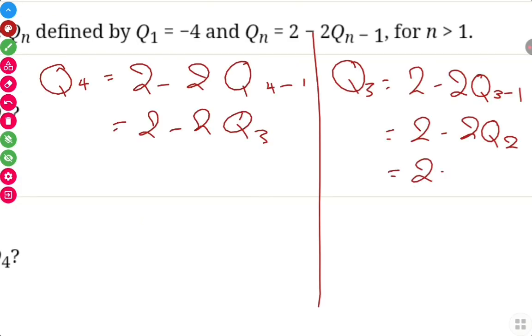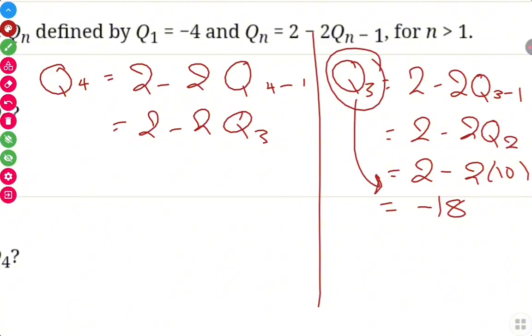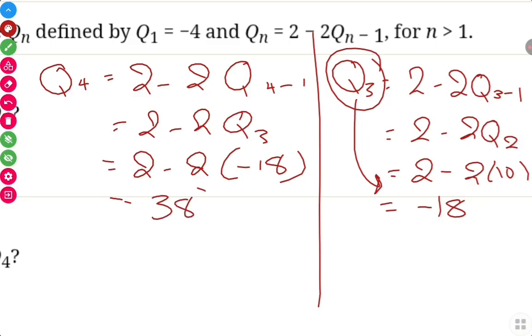So 2 minus 2 times 10, because q2 is equal to 10. 2 minus 2 times 10 is negative 18. So q3 is equal to negative 18. So now we substitute: 2 minus 2 times negative 18 is equal to 38. So q4 is equal to 38.